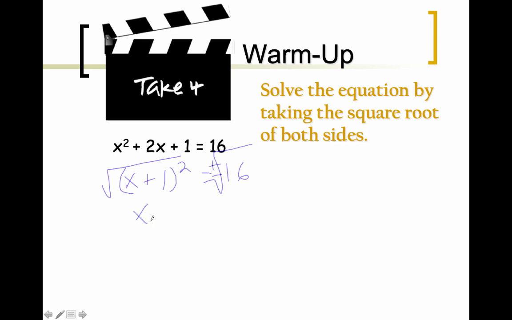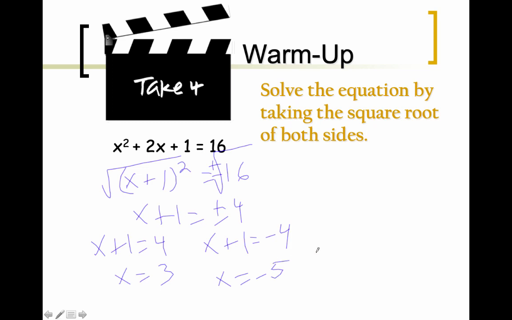Square root both sides. X plus 1 is plus or minus 4. Big thing here, you got to remember, there's two problems. X plus 1 equals 4. X plus 1 equals negative 4. Subtract 1. Subtract 1. We are good. Two answers. No big deal.